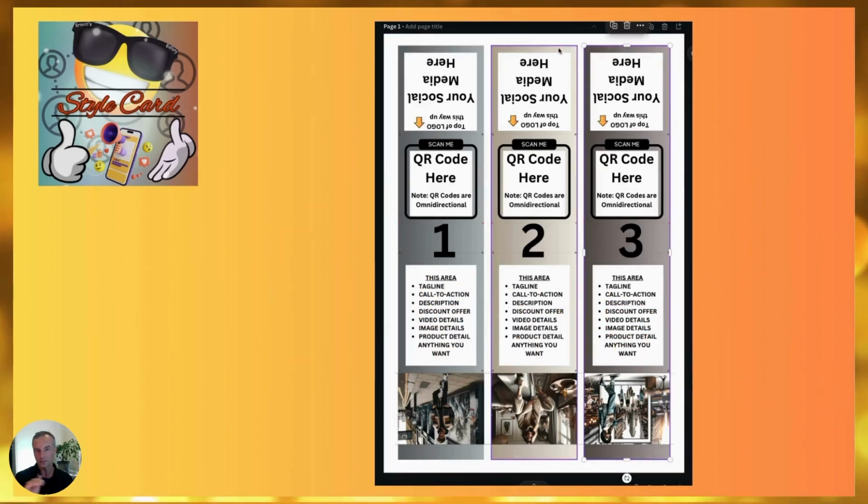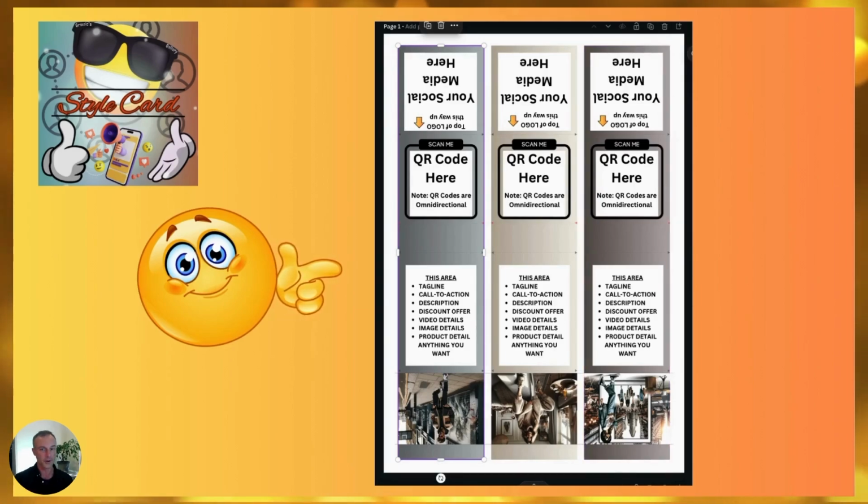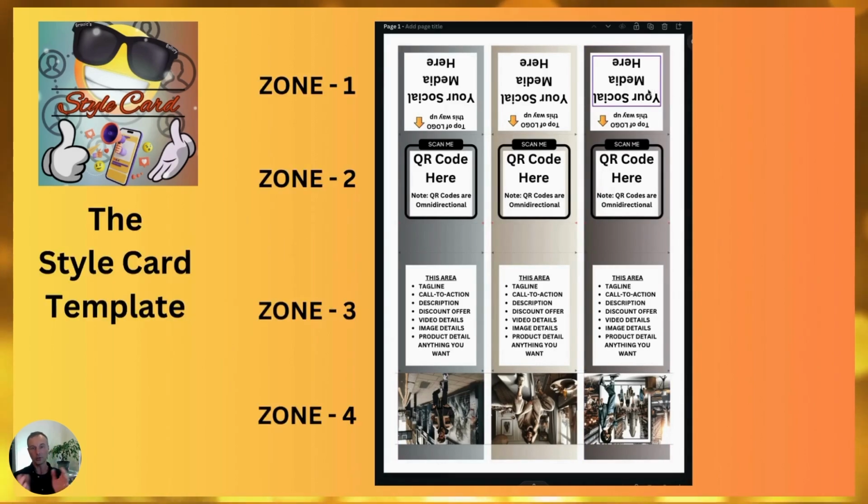Now, within each of the style cards, there's actually 4 zones. Zone 1 is where you put your branding. Zone 2 is where you place your QR coding. Zone 3 is your informational area, and Zone 4 is where you place all your imagery.